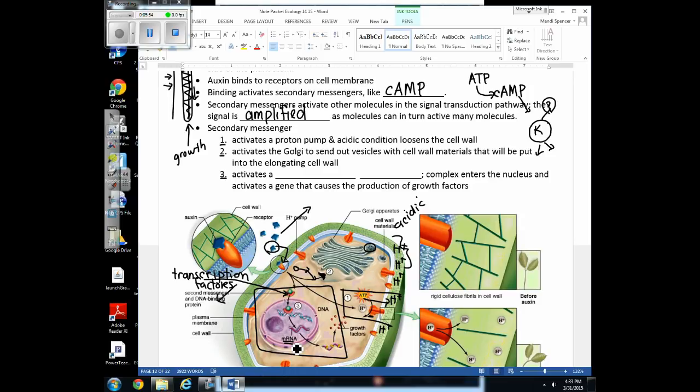And then translation will happen, and these different proteins are made, and these proteins are related to elongation and division of the cell. Again, so one side of the stem can elongate. So let's fill in number 3. These secondary messengers or these kinases can activate a transcription factor, which will lead to the production of proteins.